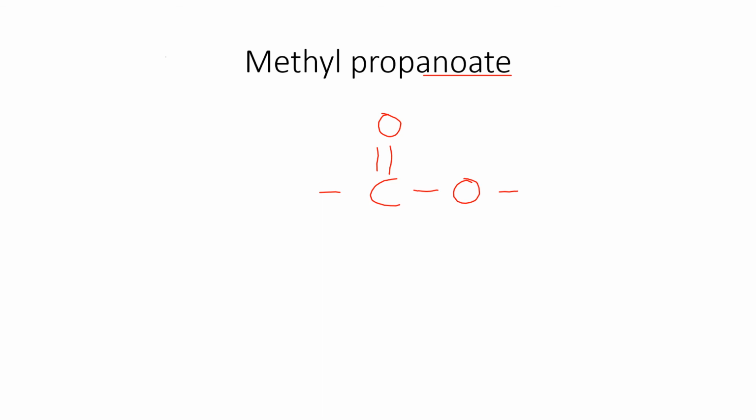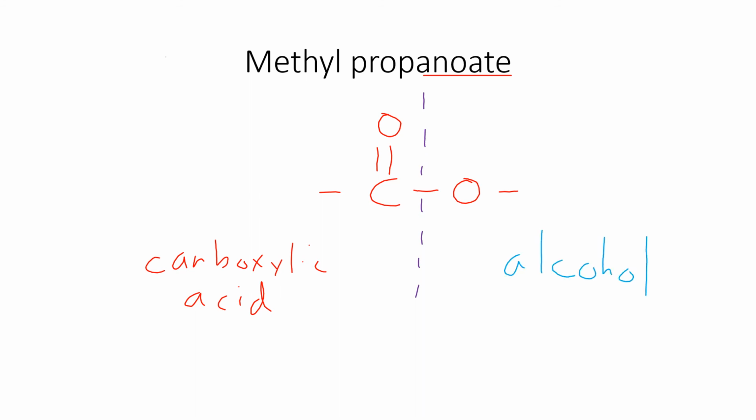I always want to dissect the molecule between the C double bond O and the C single bond O. This is what splits the molecule into the two sides. And now the part with the C double bond O, the left-hand side, the way I have it drawn, came from the carboxylic acid. The side with the C double bond O always originated from the carboxylic acid. The side with the alcohol, or the side with the oxygen, originated from the alcohol.